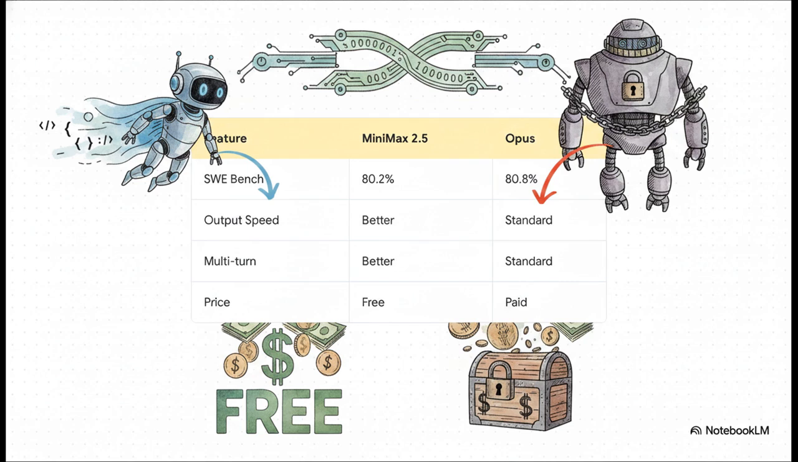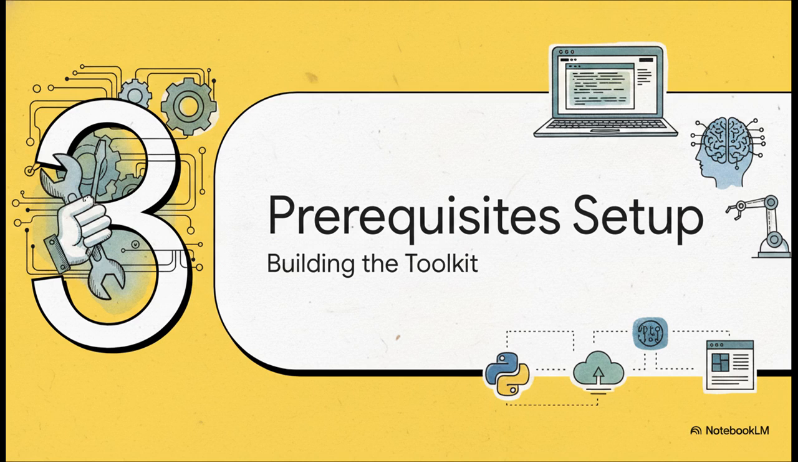MiniMax hits 80.2%, while Opus sits just a fraction higher at 80.8%. I mean, they're practically neck and neck in programming capabilities. But look a little further down. MiniMax actually beats the standard in output speed and multi-turn conversational abilities. And of course, the most important part, using our specific setup, MiniMax is free, while Opus is strictly paid. So we're getting near identical performance for exactly $0. Not bad, right?